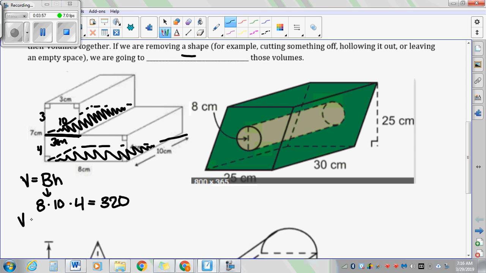So the volume of this piece is still capital BH. The base is going to be 3 times 10. And then I need to multiply it by the height, which is 3.